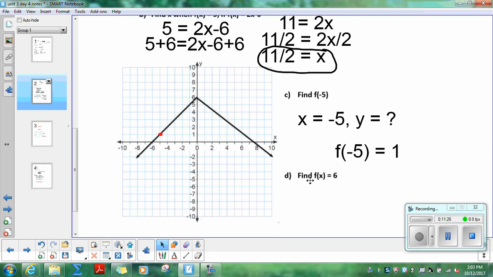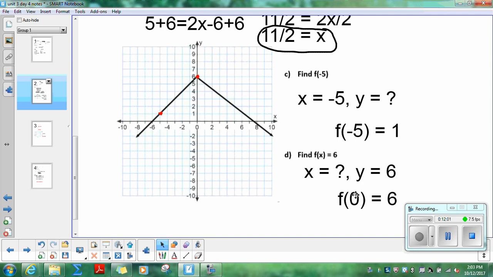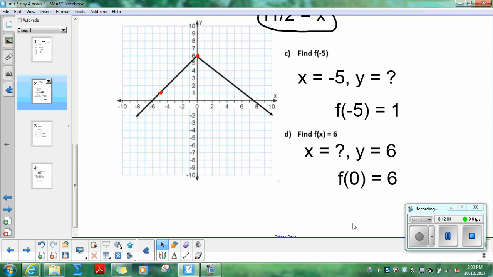Okay? D, they want you to find f of x equals 6. So we're looking for the x value when the whole thing equals 6. So what we're doing, again, like I said, we're looking for the x value, but we know that y is equal to 6. So we're going to go to where y equals 6, right up here, and we're looking at this x value. Okay? The x value is 0 at that point. Okay? So f of 0 is equal to 6. X equals 0. Okay?